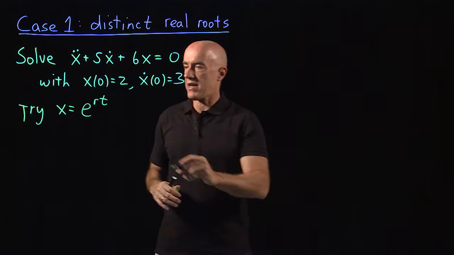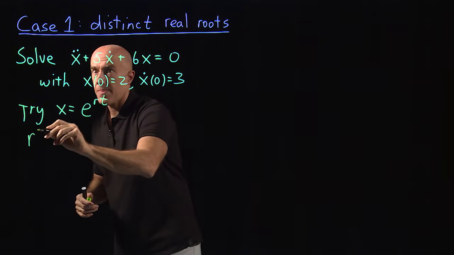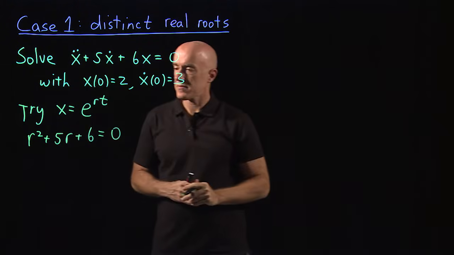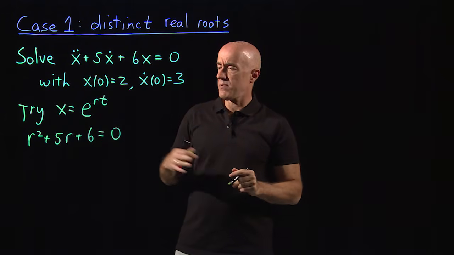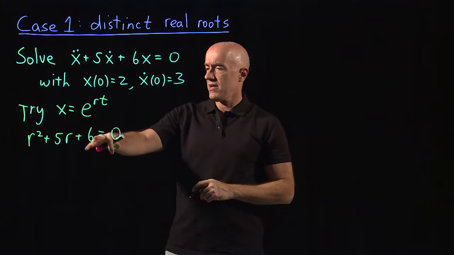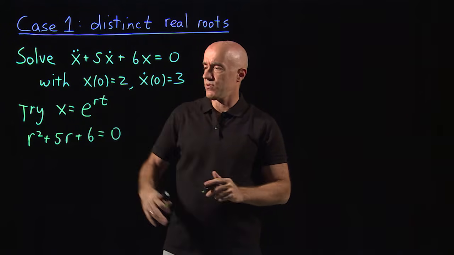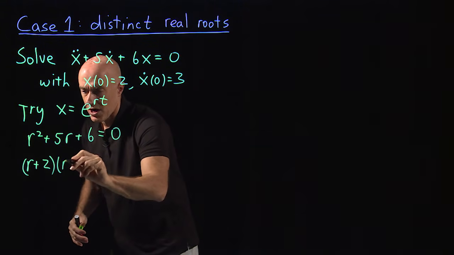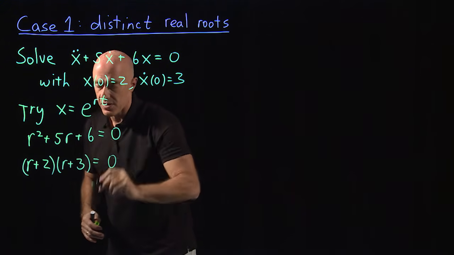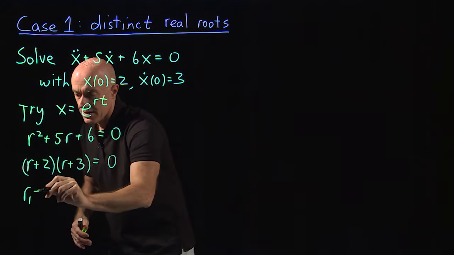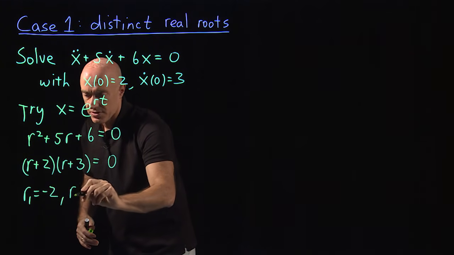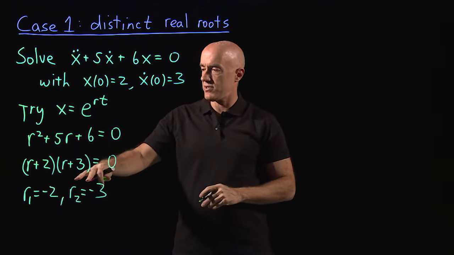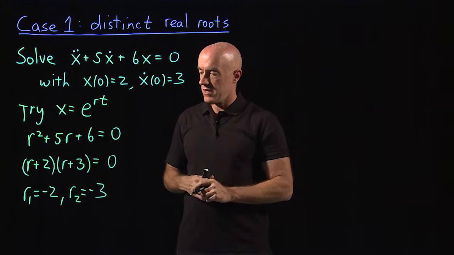So we end up with the quadratic equation r squared plus 5r plus 6 equals 0. You can use the quadratic formula, but here actually it factors. 3 times 2 is 6, and 3 plus 2 is 5. So this becomes (r plus 2)(r plus 3) equals 0. And we have the roots r1 equals minus 2, and r2 equals minus 3. So this is the case of two real roots of this characteristic equation.